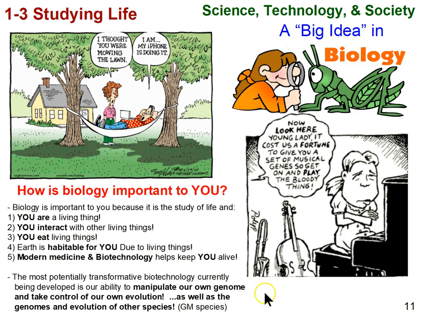And I would say that the most potentially transformative biotechnology that's currently being developed is the ability to manipulate our own genome. In other words, we're taking control of our own evolution, as well as the genomes and evolution of other species. And that's an extremely powerful thing. So we are a species that has evolved to the point where we have the capability of controlling our own evolution. That's an incredible thought.